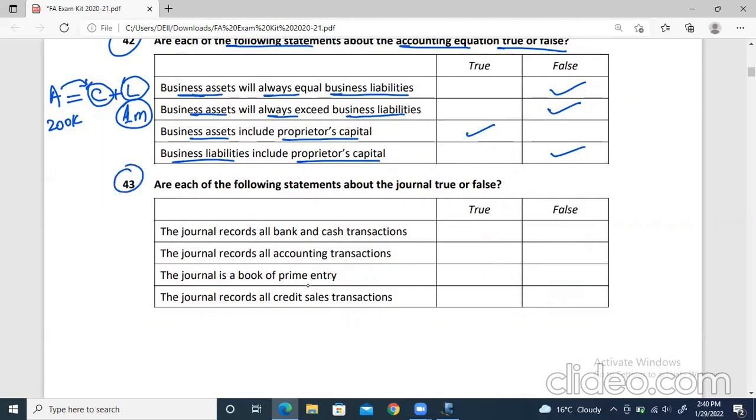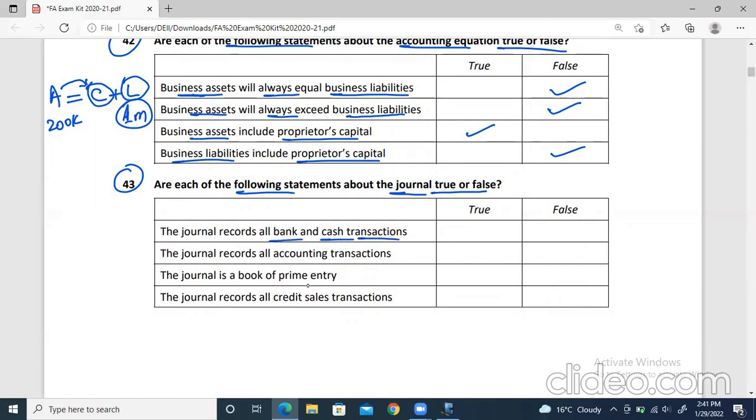Question 43. Are each of the following statements about the journal true or false? Now you remember this was the seventh book of prime entry. I explained to you the seven books of prime entry: sales day book, sales return day book, purchase day book, purchase return day book, then cash book, then petty cash book. And what was the seventh one? This journal, right? And I explained that in the journal, all the things which are not written in the above six books of prime entry are written, like purchasing any new asset, or any new depreciation being charged, right? Now, the journal records all bank and cash transactions.